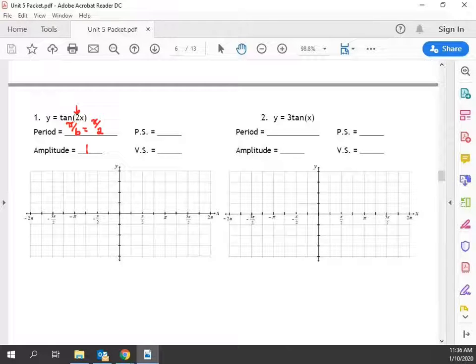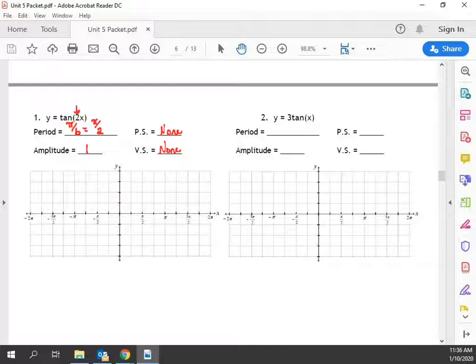Phase shift is treated the exact way that sine and cosine are. So if it says in parentheses plus pi over 2 or minus pi, you'll do the opposite. So plus pi over 2 means left pi over 2, minus pi means right, the distance of pi. But there's nothing in the parentheses here, right? So the phase shift will be none. And vertical shift is just a trailing number on the end, and there isn't any.